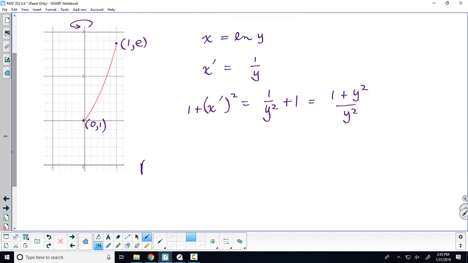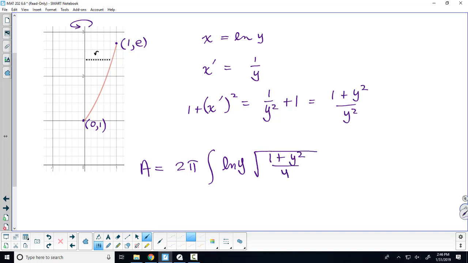So our surface area will be 2 pi r ds. So r, let's sketch r, that's right there. So r is the function, so that's natural log of y. Then we have to multiply by ds. So ds is going to be the square root of 1 plus y squared over y squared dy. And that's going to be from 1 to e. So there's our setup.